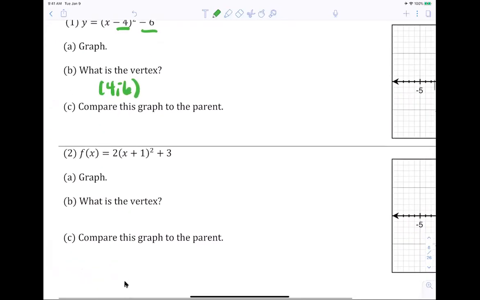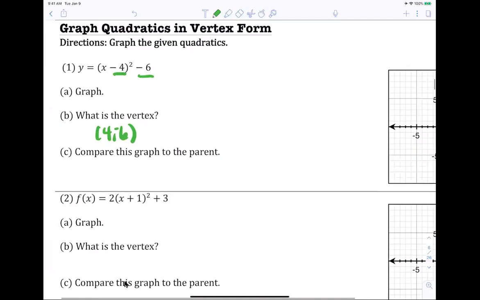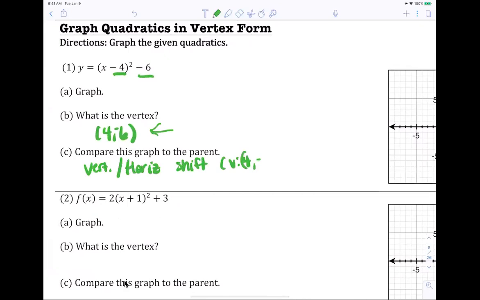Now again, if I say compare to the parent, what transformations does this have? Well, the vertex right away, this tells us that I have at least 2. We're going to have a vertical shift and a horizontal shift. Because my vertex isn't at (0, 0). My vertex is at (4, -6). So my vertex moves right 4, down 6, which means all of the other points on the graph are going to move right 4, down 6. It's just the vertex is the easiest to compare.